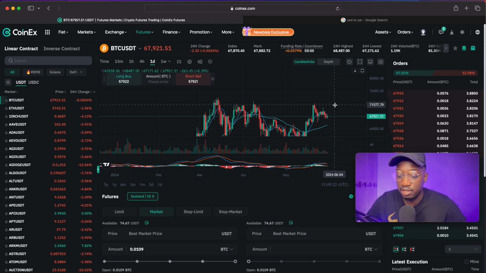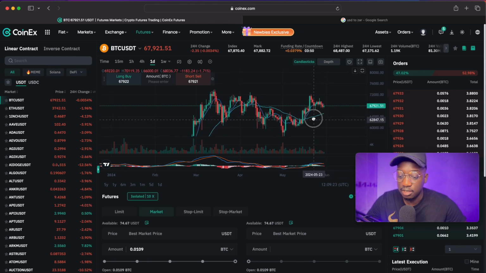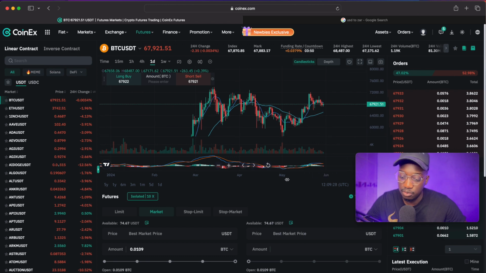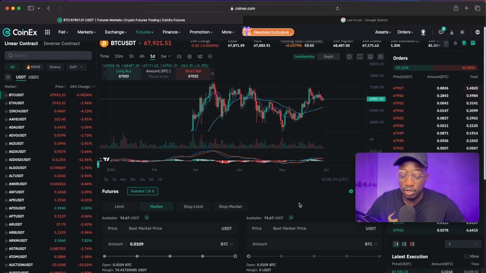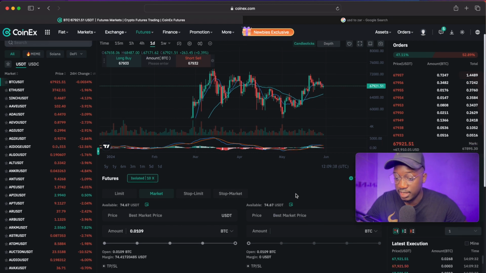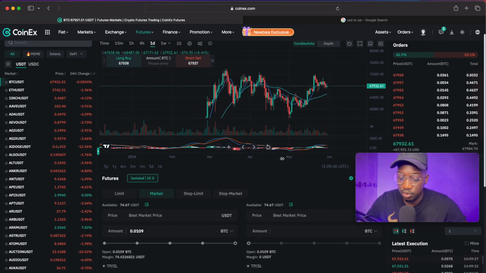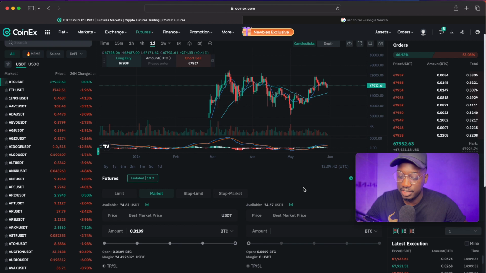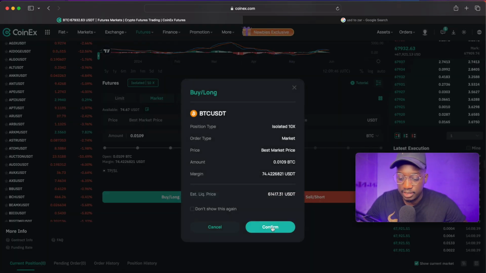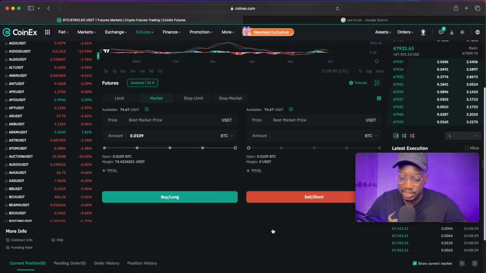So this is what leverage is all about. It's a win-or-lose situation. You take a risk, you win. You miss it, you get wiped out. So this is another way of making money on CoinEx, and this is what I've been using. I trade derivatives every day. So right now let's take a long position, confirm, and enter a position.